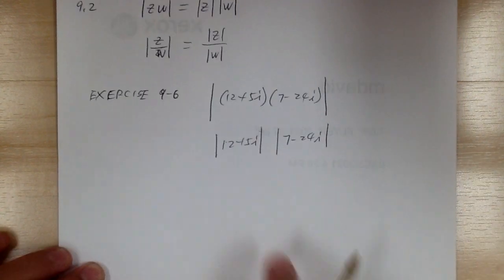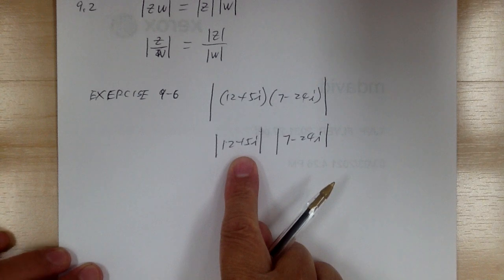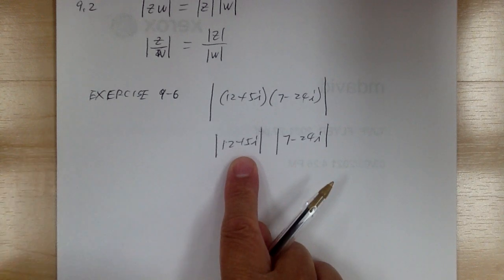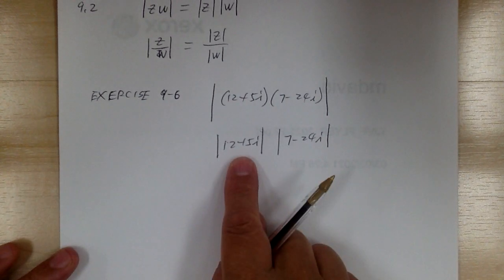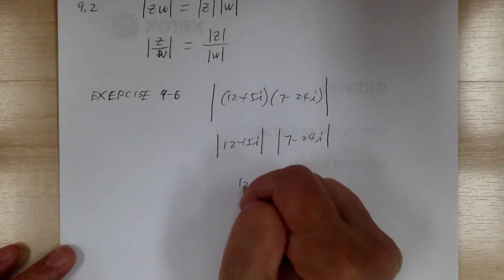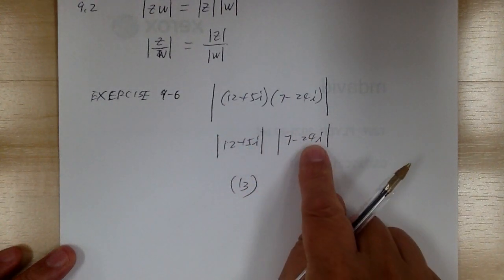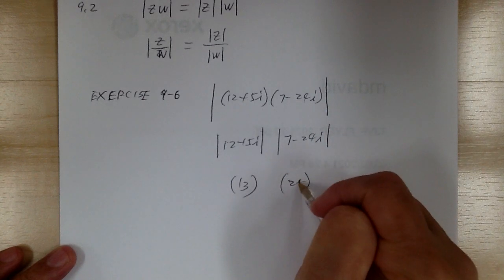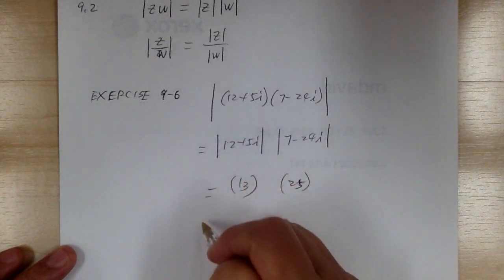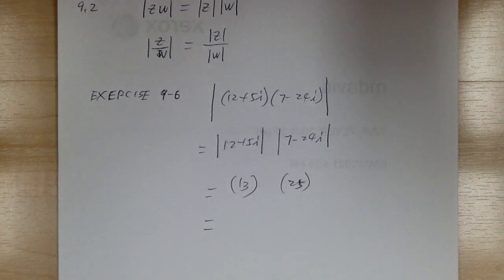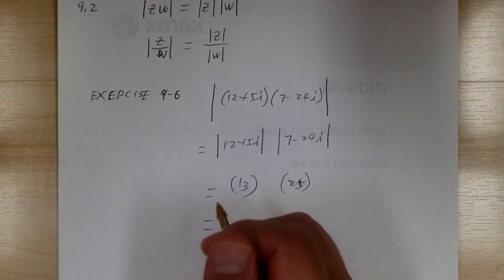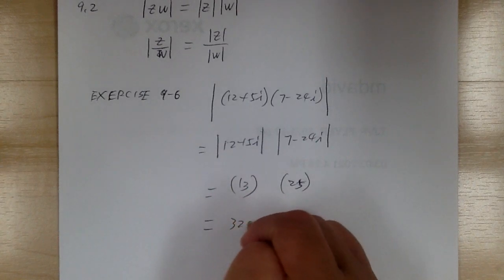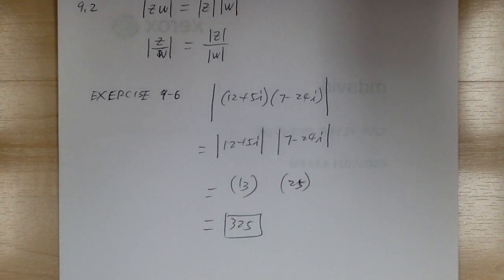Now remember, this is the length, right? So you can use the Pythagorean Theorem, or if you know from geometry, this is a special triangle. 5, 12 will give you 13, right? This is also a special triangle. 7, 24 will give you 25. Okay, and so this will equal, let's see, 13 times 25, which equals 325. Okay, and that's it. Super easy.